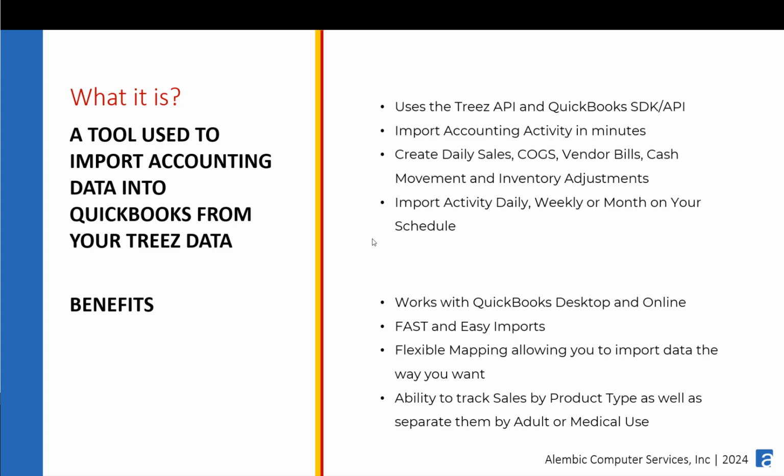You can either do that at a product category level, your product types that are in Treez, your beverage, your cartridge, your edibles, all of those categories, you have the control. So you can either bring all those into a single GL account or into separate GL accounts. It's totally up to you. We even give you the ability to separate out adult use and medical use sales.